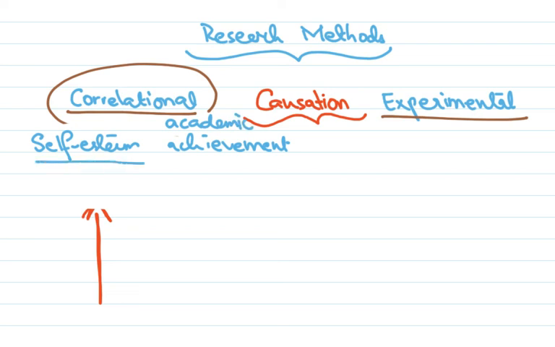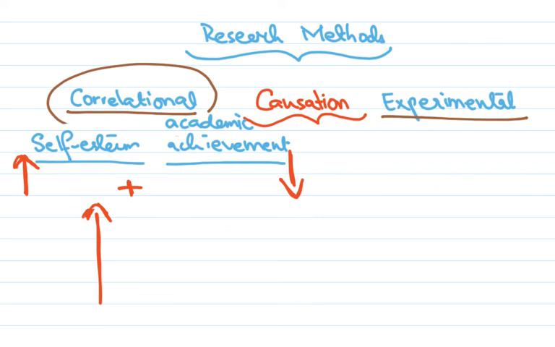So if there was a positive correlation between these, what you would see is that as self-esteem increases, academic achievement also increases. So we say that they're changing together. If, however, we saw that self-esteem was increasing but academic achievement was decreasing, what does that show us? That shows us that there is a negative relationship. As one variable increases, the other decreases.